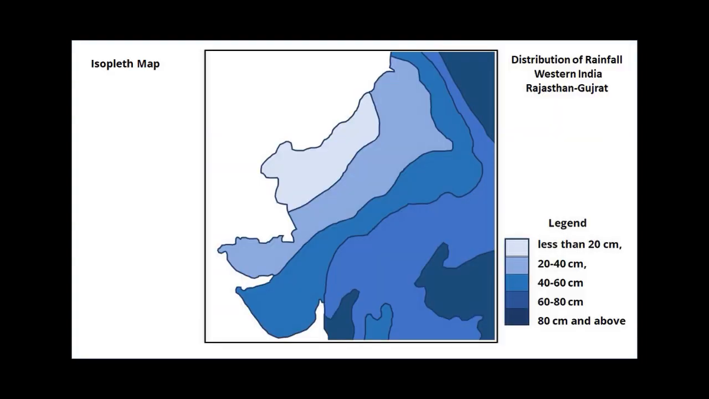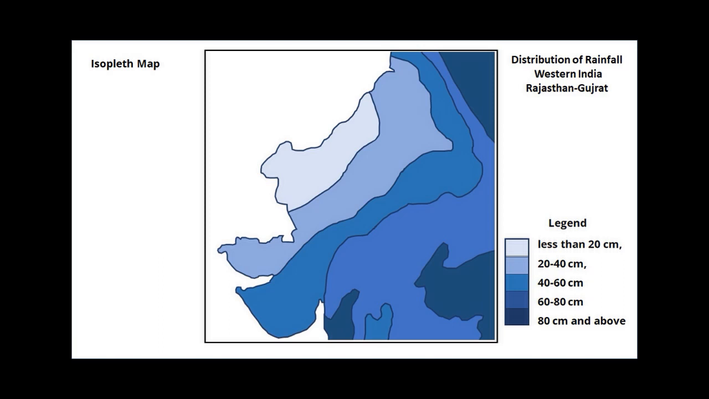In today's video, we are going to explore the Isopleth maps and learn how to create one for Western India. Isopleth maps are powerful tools that help us visualize spatial variations in data across a specific area. Whether it's rainfall, temperature, population density, or elevation, Isopleth maps can provide valuable insights. So, let's dive right in.